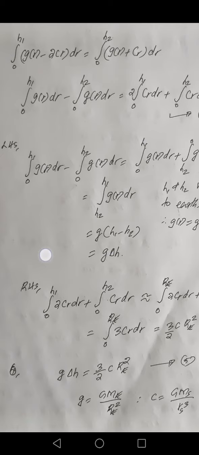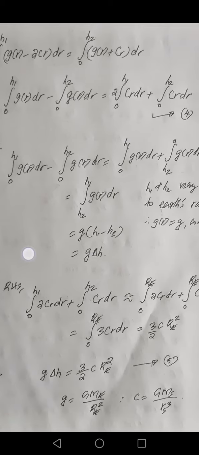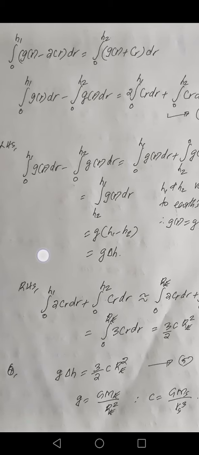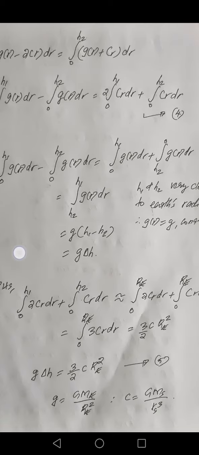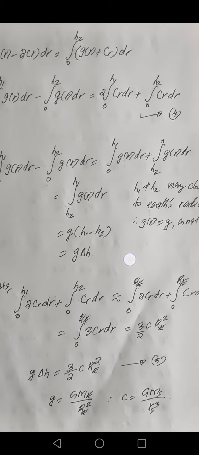Now first I calculate the left hand side of equation 4. That is integral 0 to h1 g of r dr minus integral 0 to h2 g of r dr, that is integral 0 to h1 g of r dr plus integral h2 to 0 g of r dr, that is equal to integral h2 to h1 g of r dr. This is only a definite integral property.